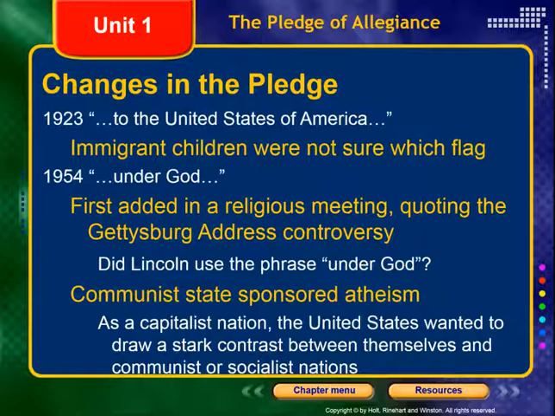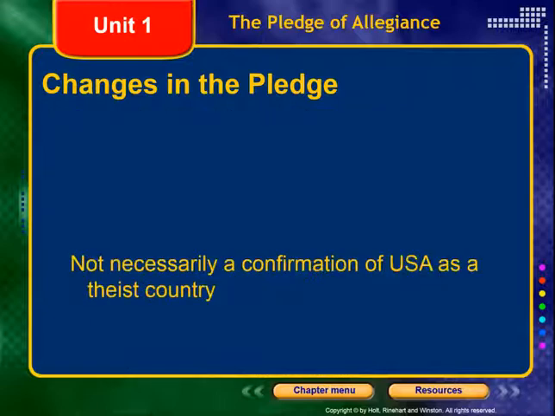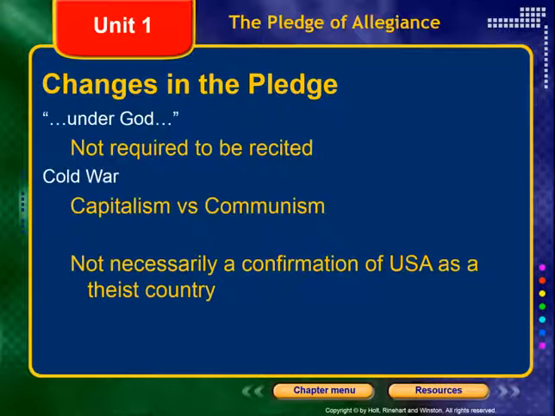As I pointed out, 1954, a hotbed, big-time Cold War going on. This was added to the flag code, the Pledge of Allegiance, to combat state-sponsored atheism, which is what happened in communist states, which is what the Cold War was being fought, quote-unquote, over. As a capitalist nation, the United States wanted to draw a stark contrast between themselves and communist or socialist nations, and that is it.